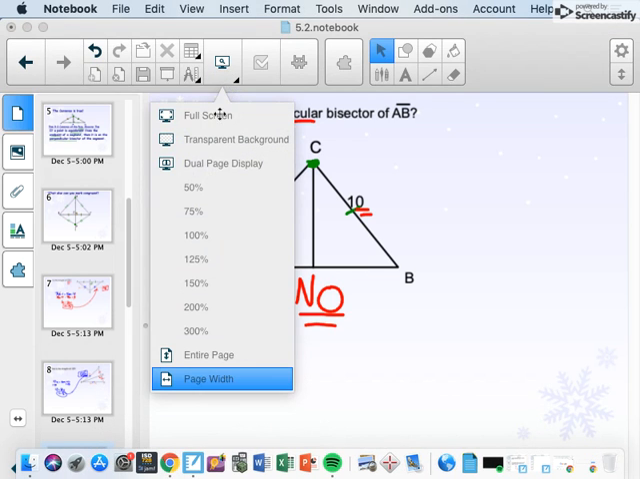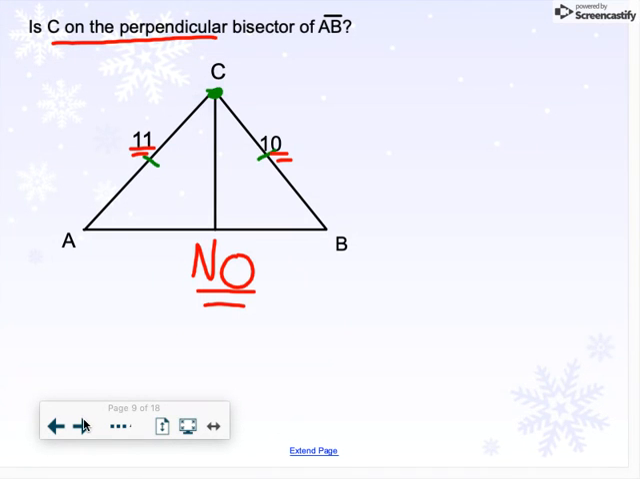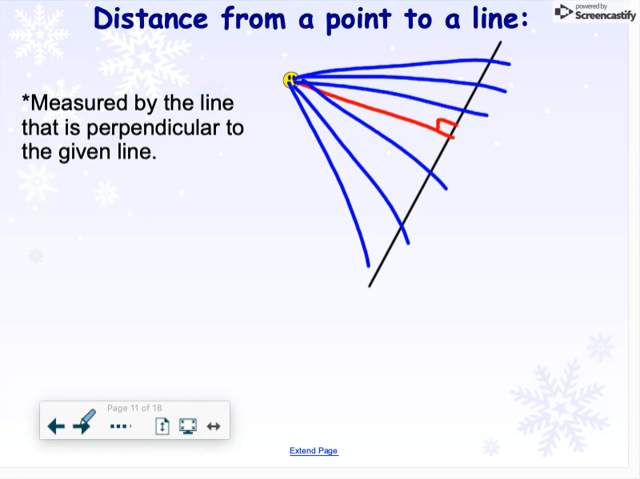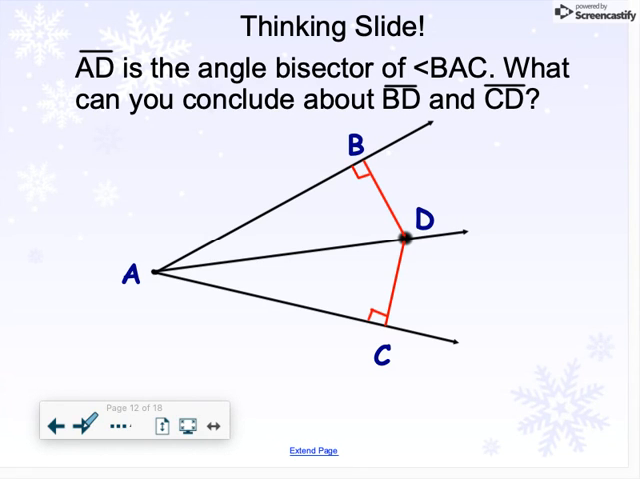Hello class, I'm back for the second half of notes here where we now talk about angle bisectors. So an angle bisector is a line that bisects a given angle. If we're looking here, AD is the angle bisector.